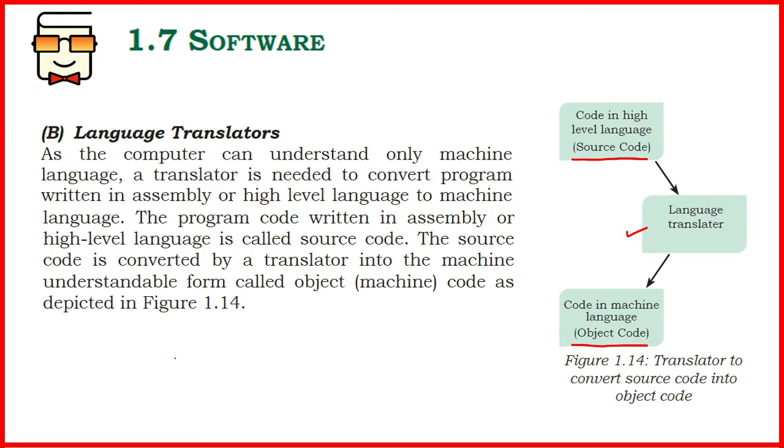Depending upon the source code, language translators would be different. If you are writing a source code in a high level language, then you need a different type of language translator to convert into the object code. If you are writing a program in assembly language, then you need a different type of language translator to convert into the object code. The ultimate goal will always be to reach the stage when we have the object code or machine code, because that is the language understood by the computers.